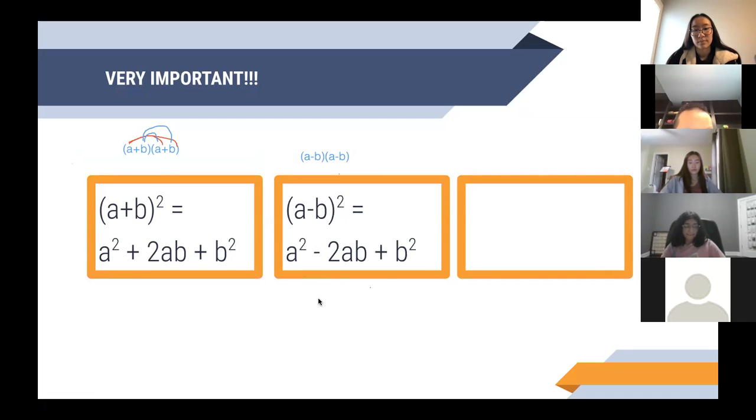Wait a second, why is there a plus after the 2AB? Let's do the distribution ourselves to figure out why. First we do A times A, which is A squared. Then A times negative B, which is minus AB. Then negative B times A, which is minus another AB. And finally negative B times negative B, where the negatives cancel out, so you're left with B squared. Negative AB plus negative AB equals negative 2AB. So that's how we got this.